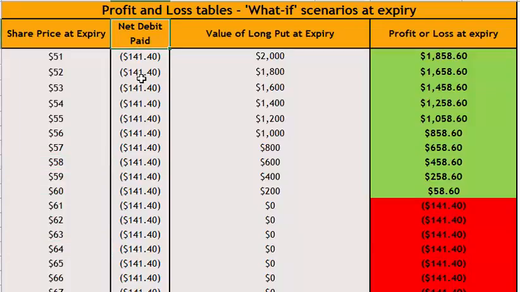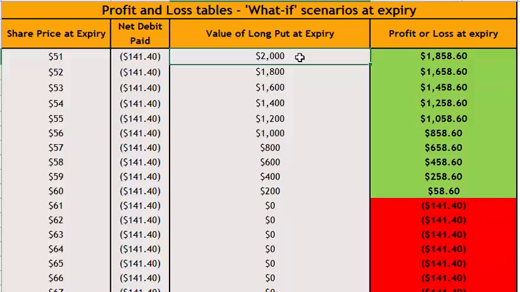So the first thing we put in is the net debit we've paid. So we paid out $141.40. So no matter what happens to share price, that's a cost to us. So it's going to be in our profit and loss table. But then we get to the value of our long put at expiry. And you can see here at $51, the put that we own has $2,000 of value. So why is that?